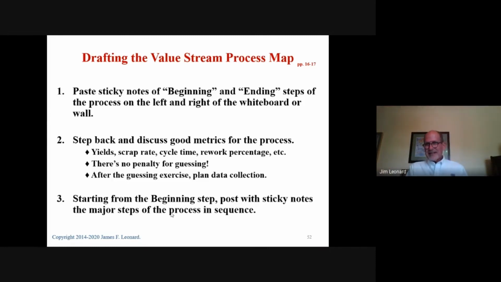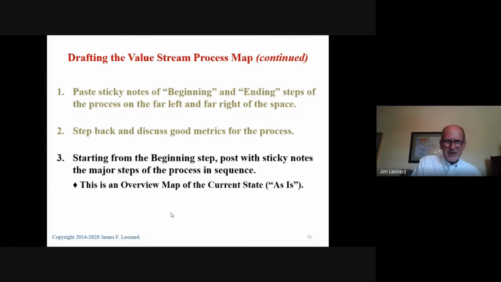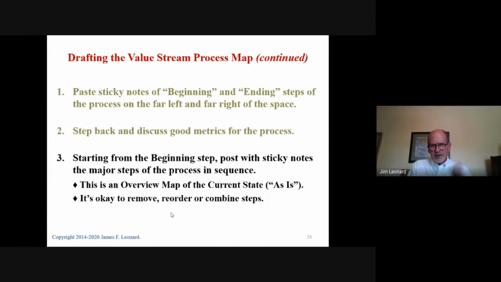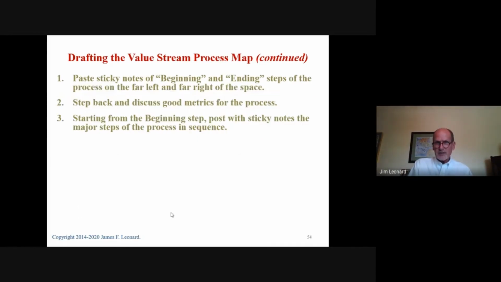Then starting from the beginning step, again, we're pretty much following the early one. Post your sticky notes, major steps of the process. After you do that in sequence, remember it's an overview map. It's the current state as is. It's always okay to remove and reorder and combine your steps. But remember, if you end up with more than 10 or 15 steps, more than 10 or 15 rectangles that advance the work, beware. You might have fallen prey to the detail monster, or your scope is too broad.